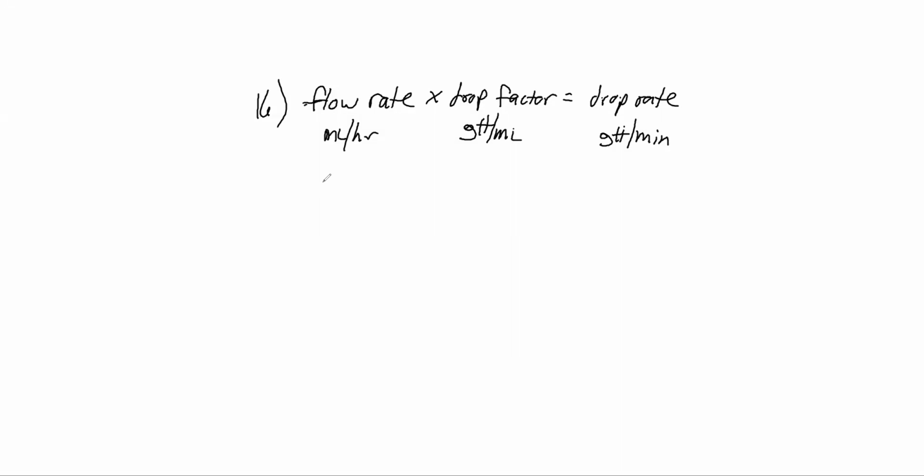So like question 16, you have 75 milliliters, 30 minutes, I'm sorry, 25 minutes is your flow rate. Your drop factor is 15. And then you know you've set it up right because you're left with what you're looking for, which is drops per minute. And that equals 45 drops per minute.